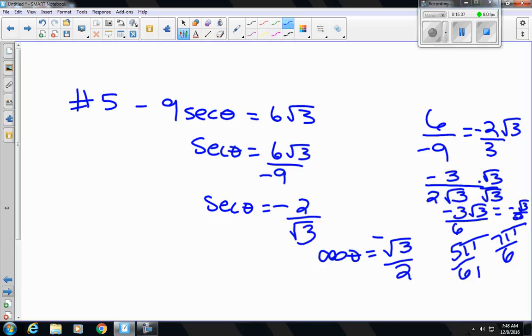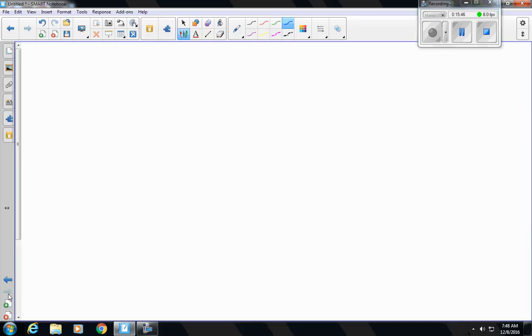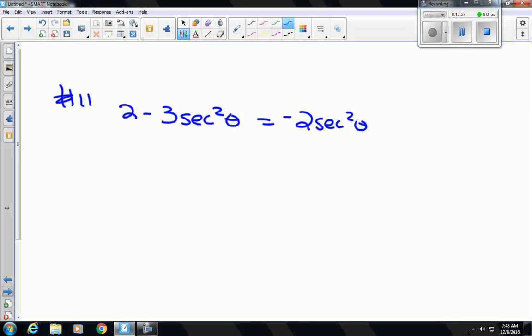That's it? Okay. What about, oh, Jocelyn. Yeah, absolutely. Number 11. All right, so 2 minus 3 secant squared theta equals negative 2 secant squared theta. Okay. So what should I do first? I would add the negative 3 secant squared theta. And so then this is going to become 2 equals secant squared theta. Now what?